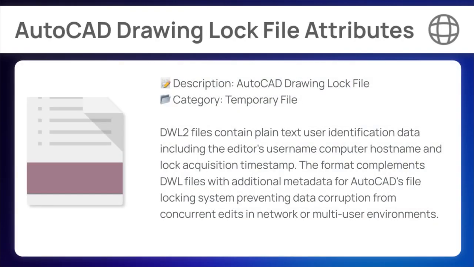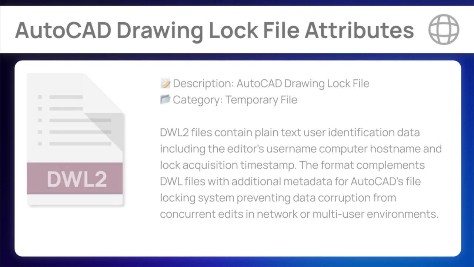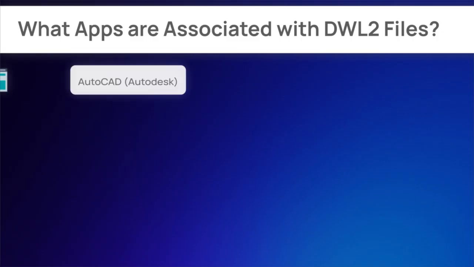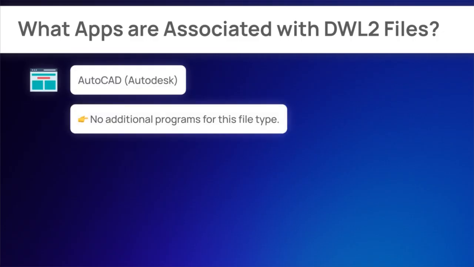DWL2 files contain plain text user identification data, including the editor's username, computer hostname, and lock acquisition timestamp. The format complements DWL files with additional metadata for AutoCAD's file locking system, preventing data corruption from concurrent edits in network or multi-user environments. The best utility for reliable viewing of DWL2 is known to be AutoCAD by Autodesk.